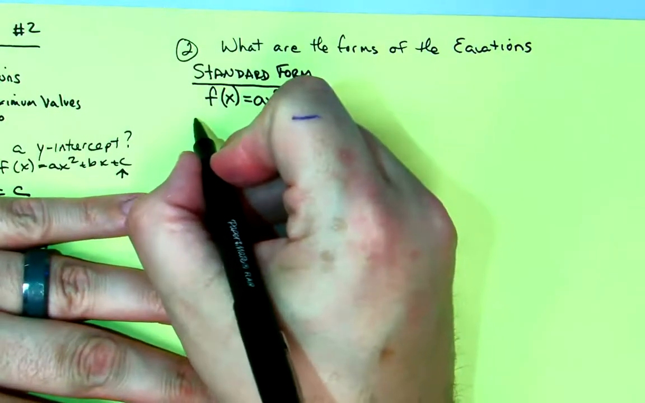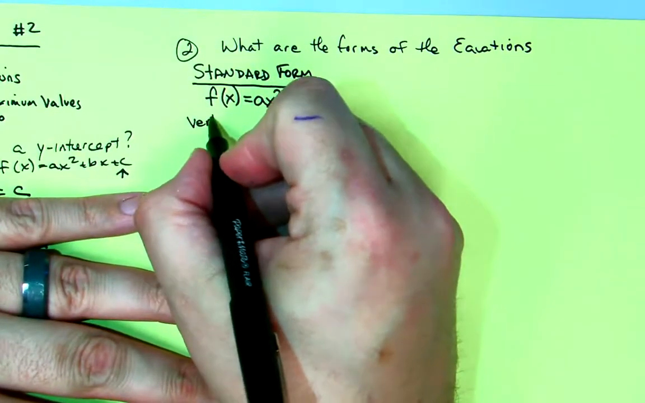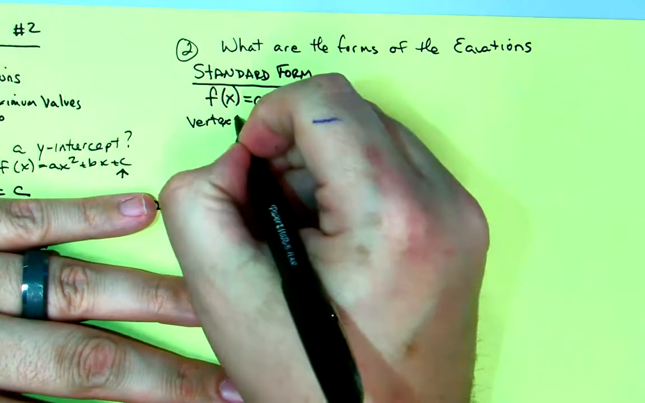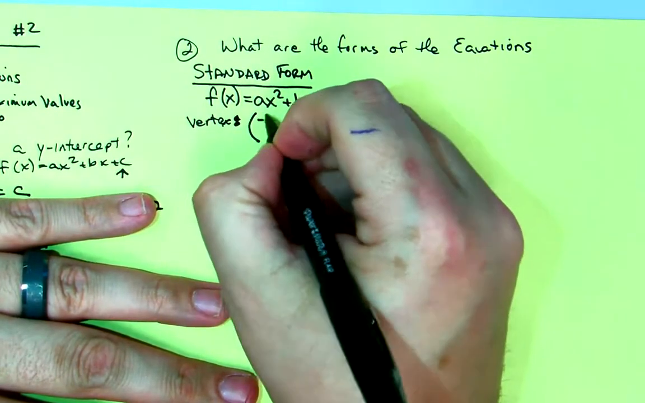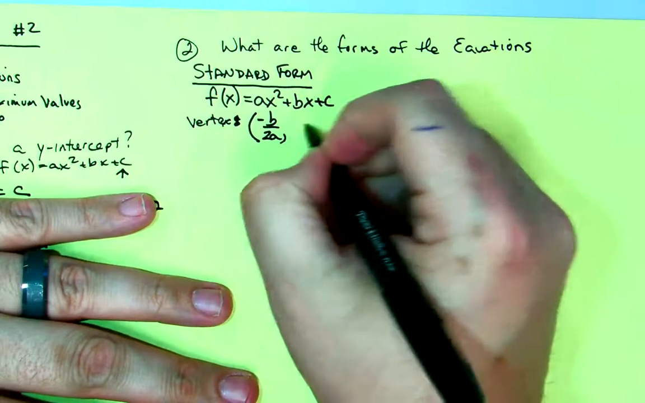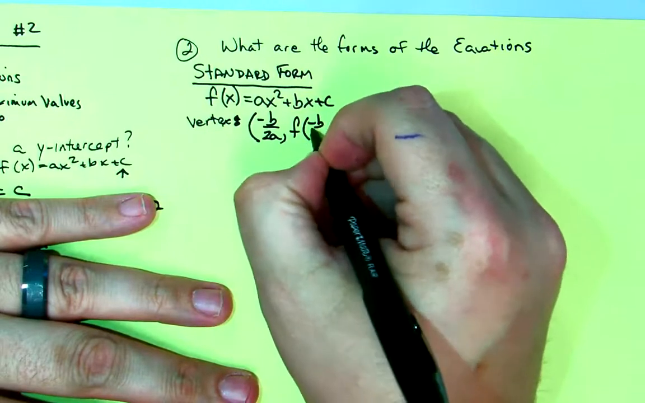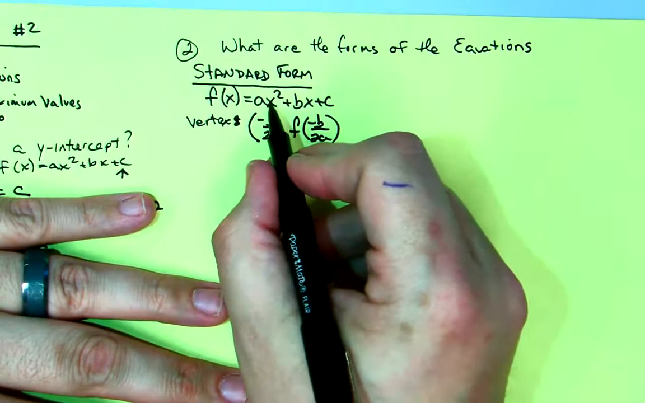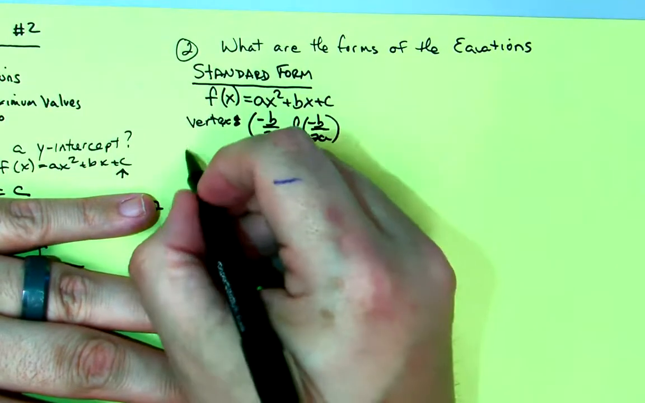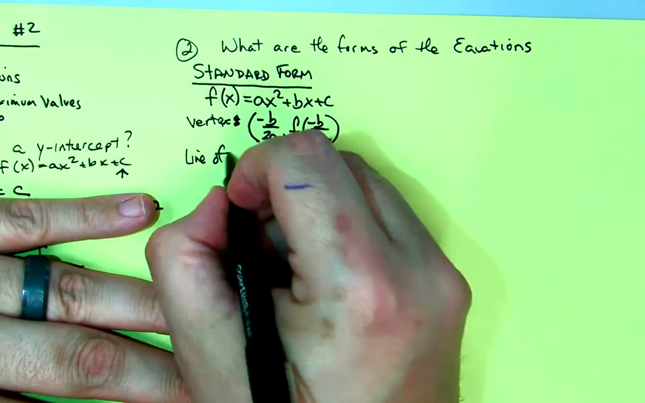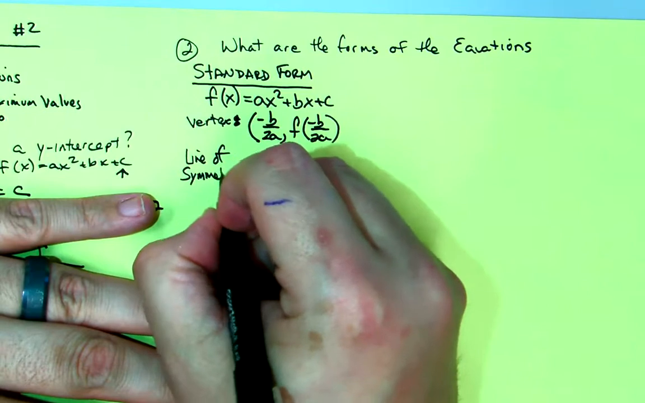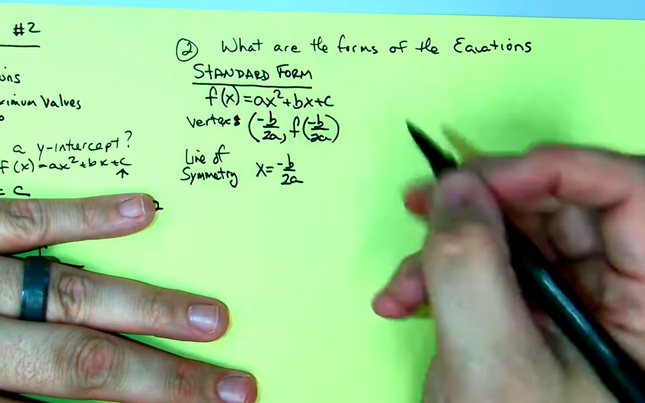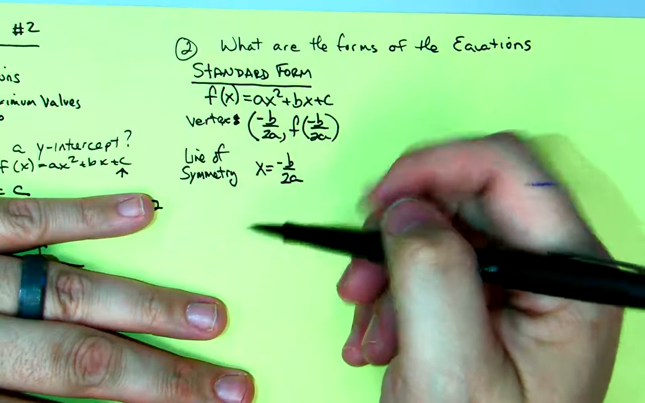Now, you can find all sorts of things here. Your vertex will be at the point negative b over 2a, comma, f evaluated at negative b over 2a. Whatever you get for this value, if it's like a 3, you just plug it in for x and go from there. Your line of symmetry is x equal to negative b over 2a, because the line of symmetry goes right through the vertex.